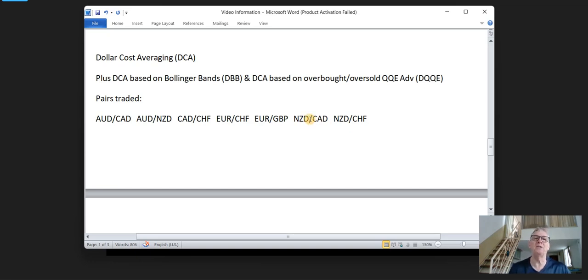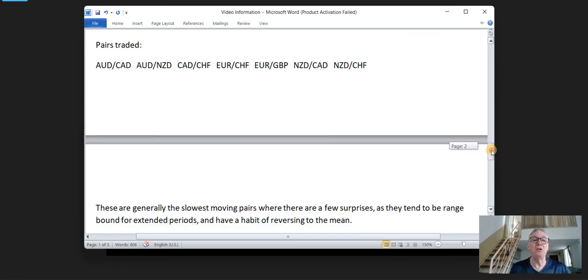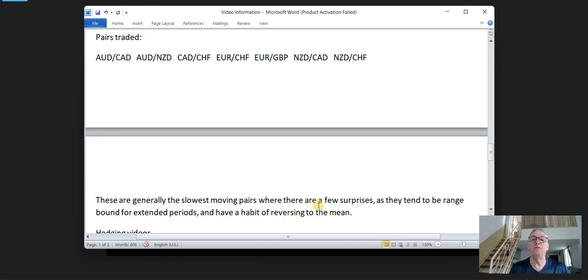Now, you could put some of these pairs like the New Zealand CAD and the Oz CAD and probably the Euro Swiss in groups above, but I'm just using these pairs to give myself a bit of a portfolio here. And I'm trading every method I've mentioned in these videos, whereas I would suggest to you just get used to 1 or 2 of them and just find something you're comfortable with, then you can always ramp it up later.